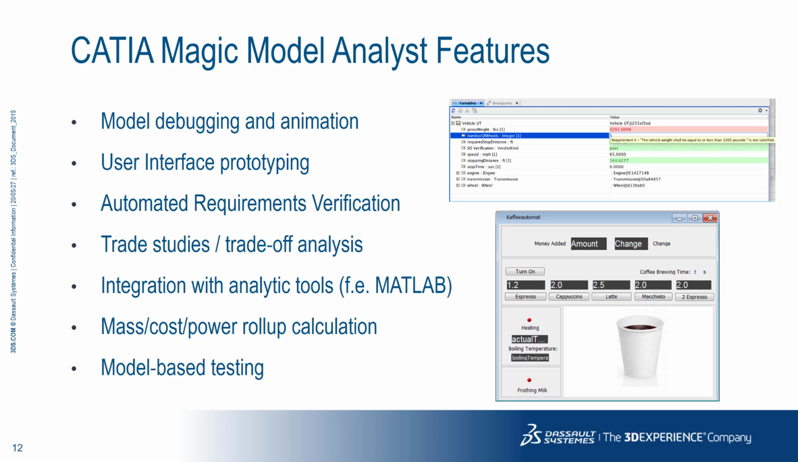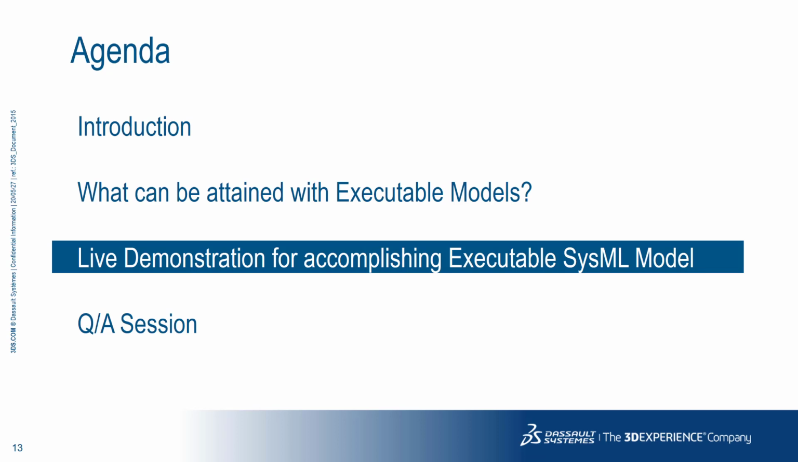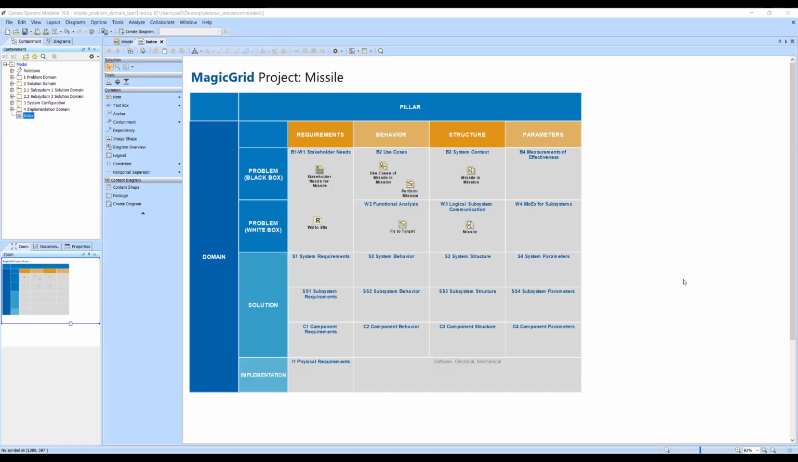Mass, cost, and power budgets can be calculated. Finally, model-based testing is supported, so you can describe a test case and verify the test case against your model description. And there are more features which CATIA Magic Model Analyst supports. But I think now it's a good time to stop with the presentation part and move to the demonstration part. Just give me a few seconds to prepare the modeling tool and we will start. Okay, I am ready and let's get started.